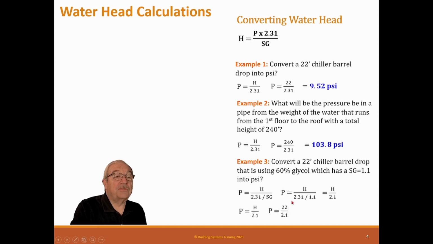We'll put in numbers. So there's the 22. So 22 divided by 2.1. Instead of 2.31, it is now only 2.1 because of the specific gravity of the fluid. And that equals 10.47 psi. So that's the psi of this barrel drop with 22 feet of head. Now, what was it with just 22 feet of head? It was 9.52 psi. So you can tell that it's higher because the glycol is heavier than water, so the specific gravity has gone up.